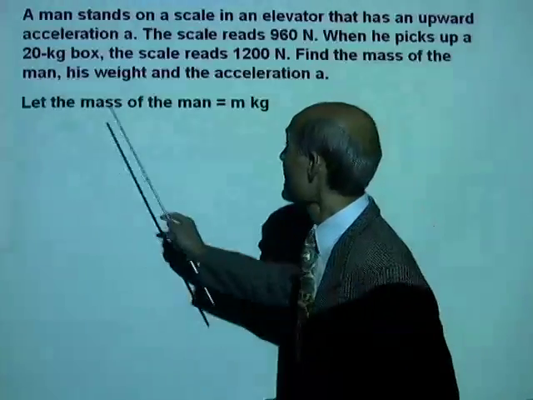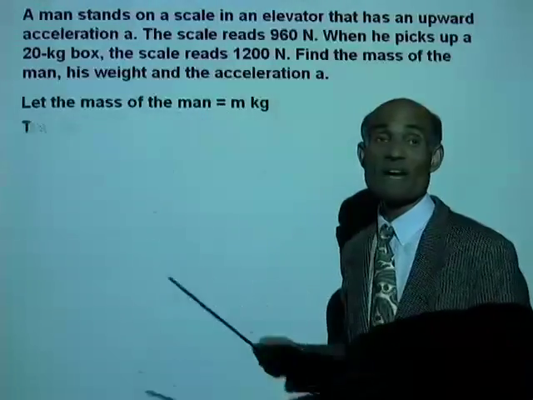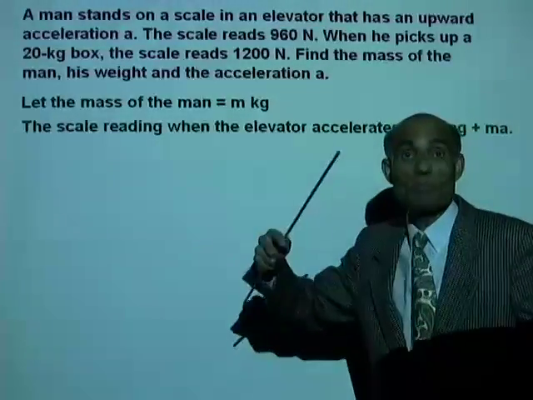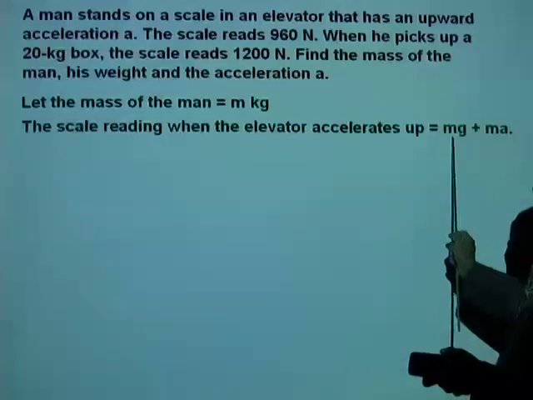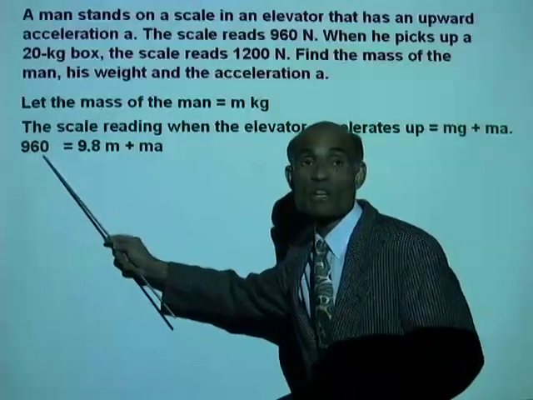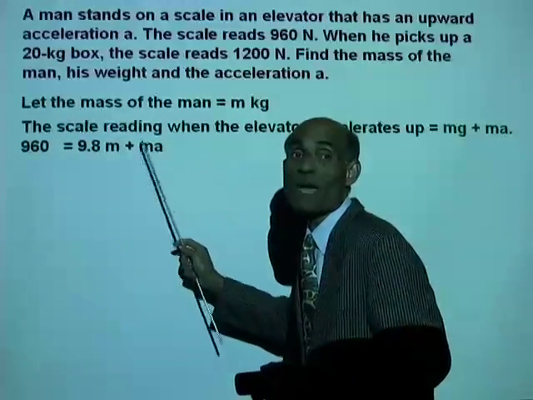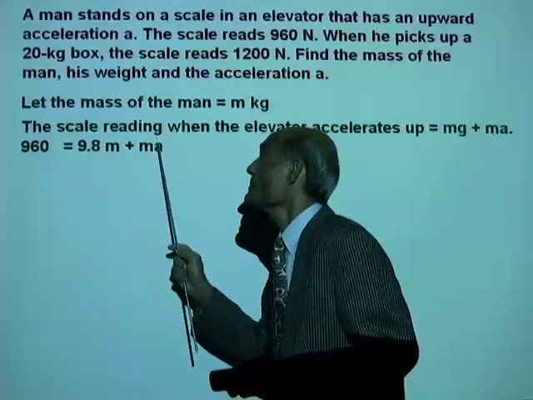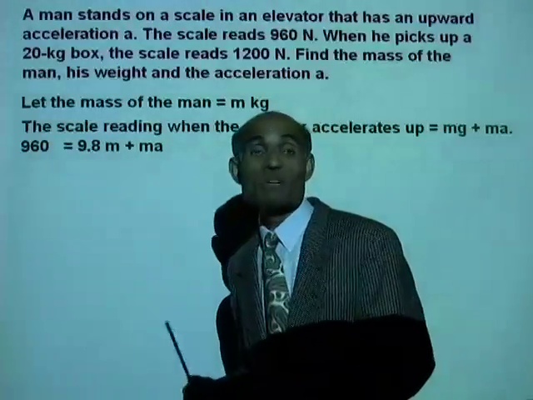Let's set it up. Let the mass of the man be m kilogram. That is what we need to find. The scale reading when the elevator is accelerating up with an acceleration a is mg plus ma. Is that right? Yes. That means 960, this is the reading of the scale, equals mg plus ma, 9.8m plus ma. We need to find m and we need to find the acceleration. Now, that means we need one more equation.